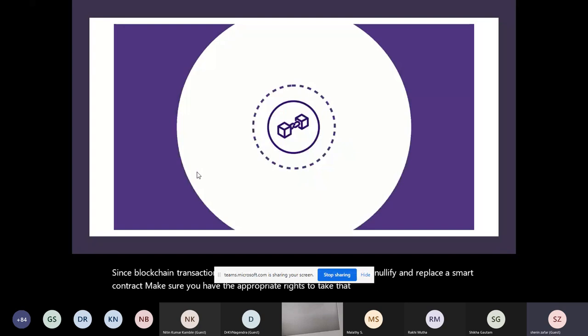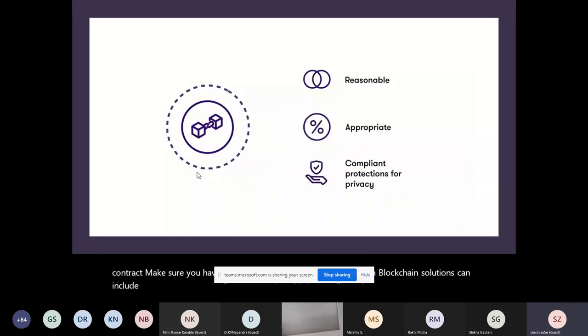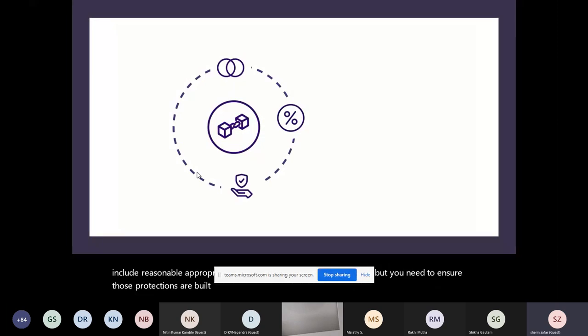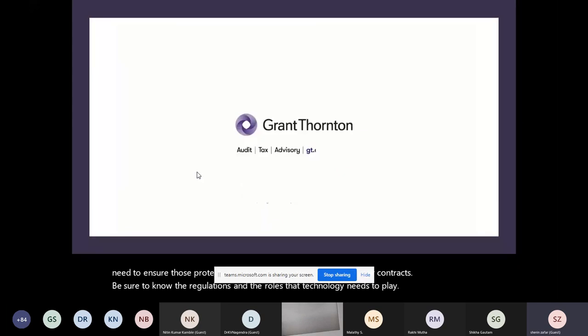Blockchain solutions can include reasonable, appropriate, and compliant protections for privacy. But you need to ensure those protections are built into your solution and your contracts. Be sure to know the regulations and the roles that technology needs to play. For more details, see our white paper.